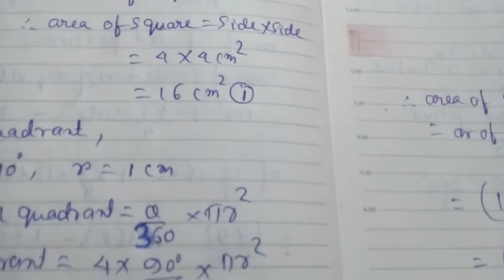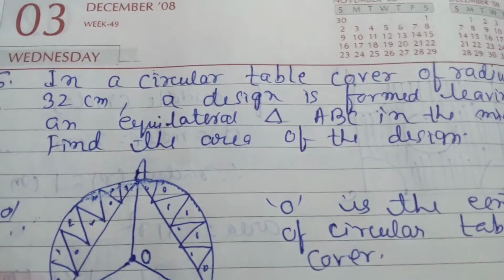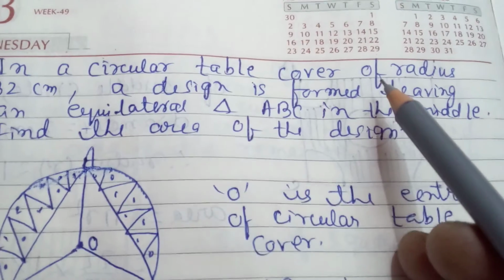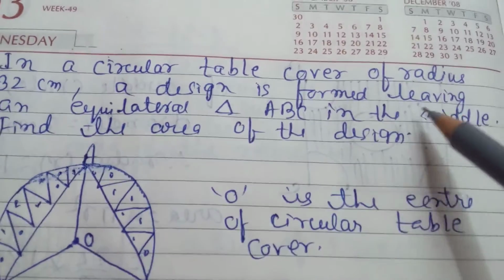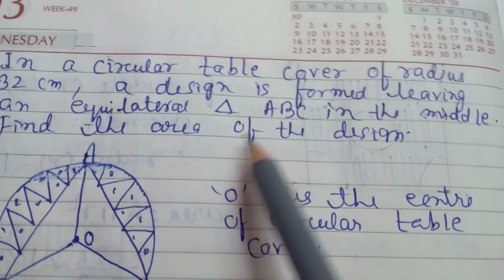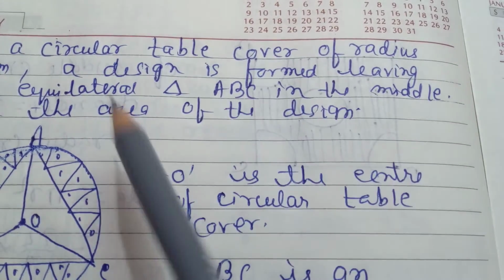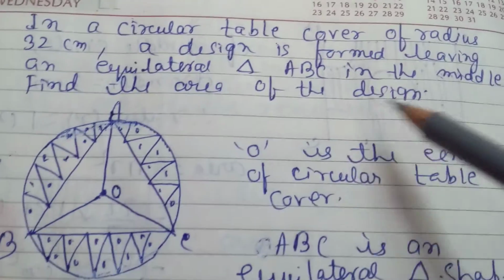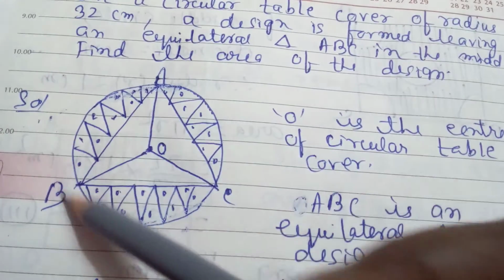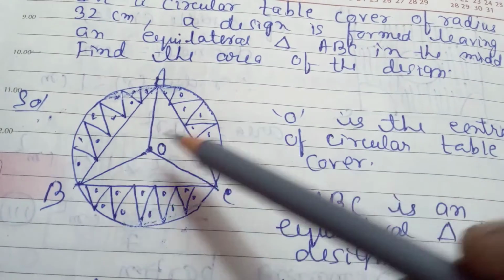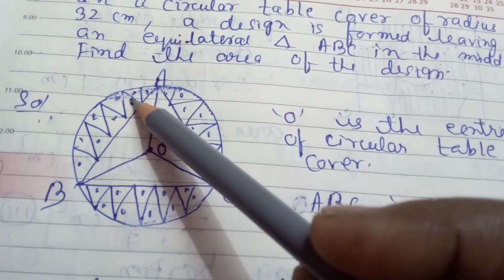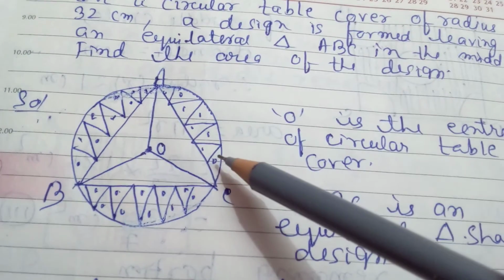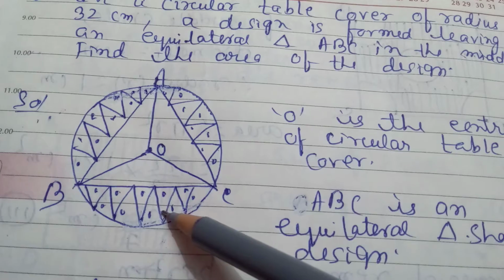Now come to the next question. Question number 6. In a circular table cover of radius 32 cm, a design is formed leaving an equilateral triangle ABC in the middle. Find the area of the design. Look, this is the figure of the circular table cover and ABC is the equilateral triangle, and this design portion is to be determined. Its area we have to take out.